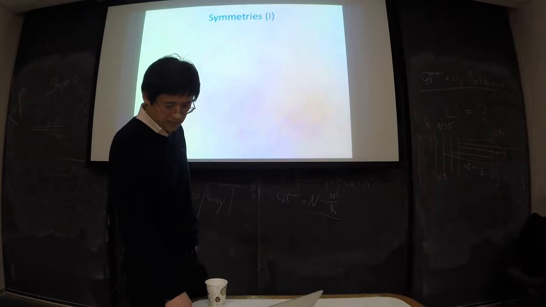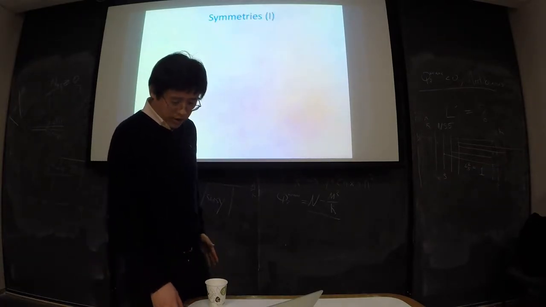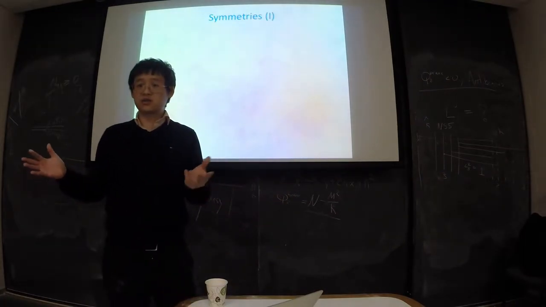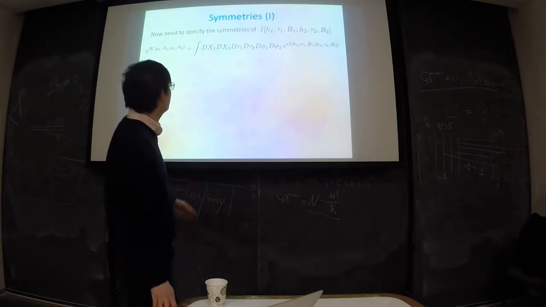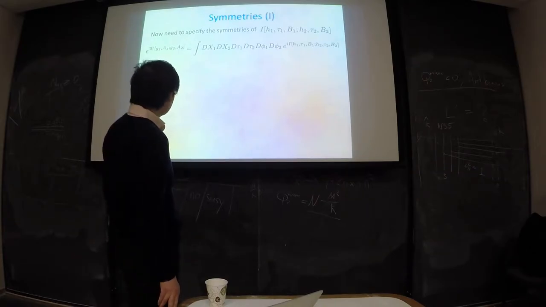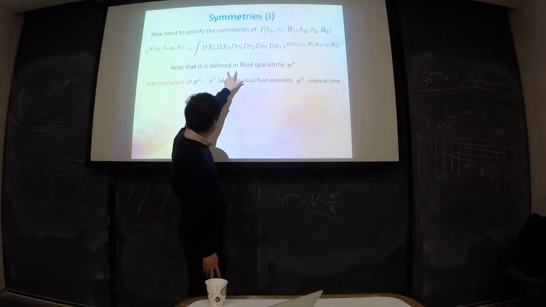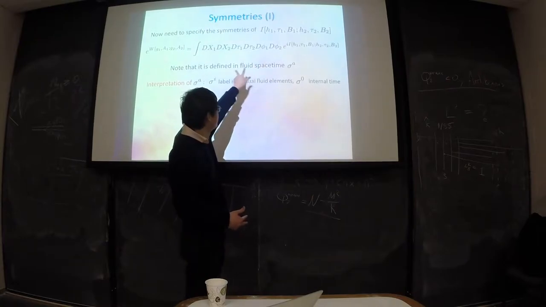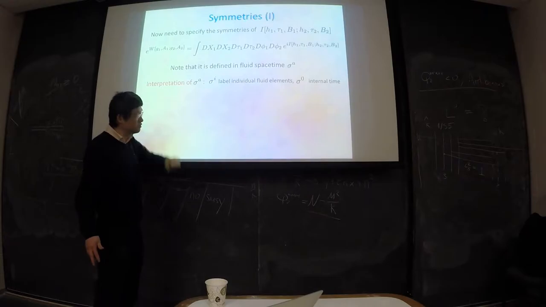So now let's talk about symmetries. Okay, so now we have identified the variable. Now we can do the symmetries. In order to write down the action, you still have to specify what the symmetry is. And so we have to write this down. So what do you do? So first thing to emphasize is that this action is defined in the fluid space-time, because everything is pulled back to the fluid space. This H is defined in this fluid space-time. And again, remind you, this corresponding to the fluid elements.